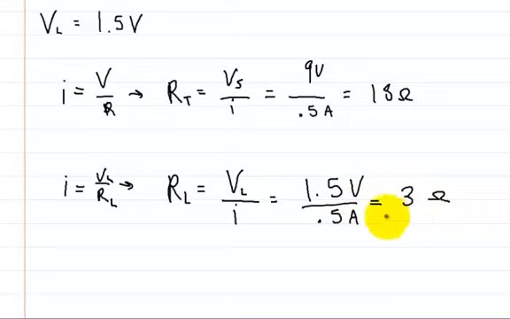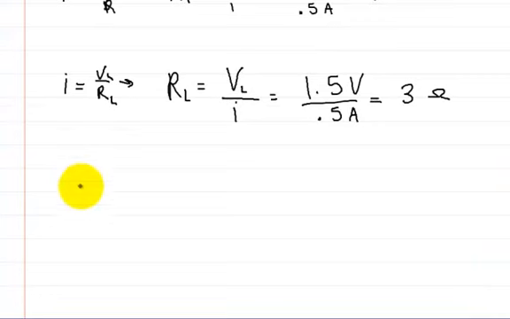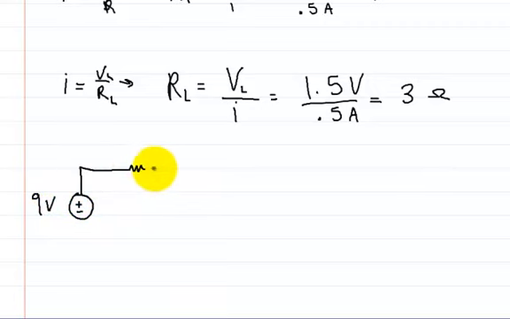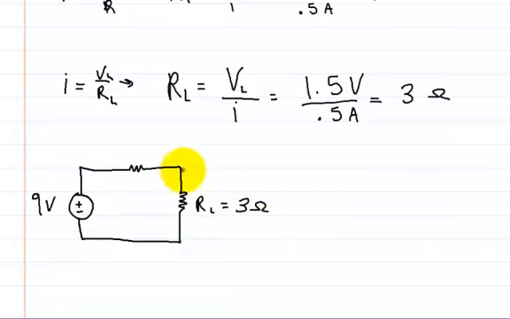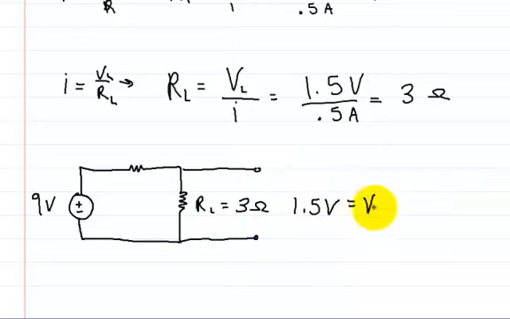So this new circuit's going to look like this. You're going to have your power supply. Now we know that that has 9 volts on it. We're going to have some resistor here and some resistor here. Now this is the resistor with the load on it, so we just figured out that this is 3 ohms. And the voltage across here is going to be equal to 1.5 volts. That's equal to the voltage of the load.